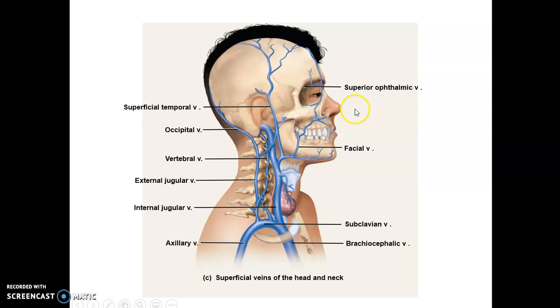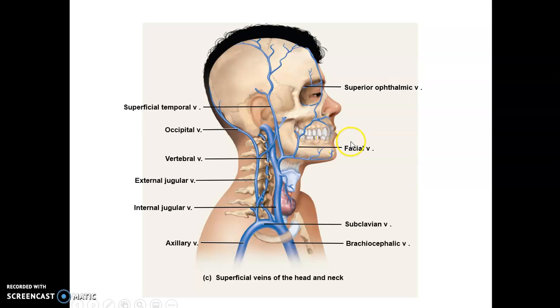These are the veins we have to know. Some of these are the same as the artery. They will run side by side. So again, we have our superficial temporal, but this one is blue, so this one is the superficial temporal vein. You have your occipital vein. Again, it's located close to the occipital bone. You have your superior ophthalmic vein. Again, it's going to match the bone.